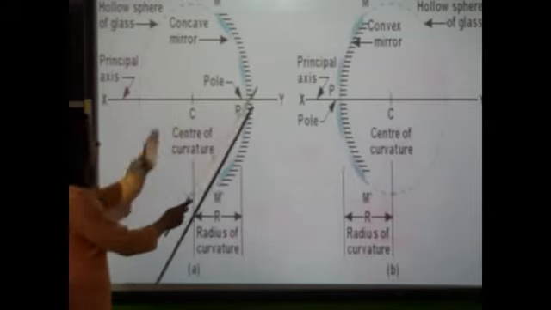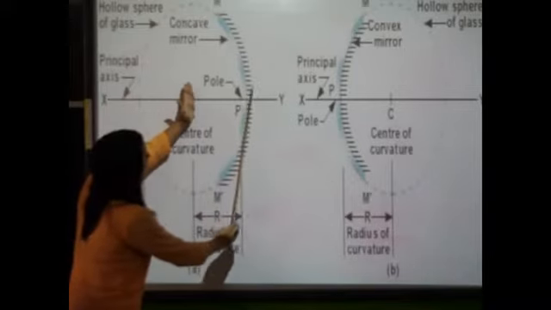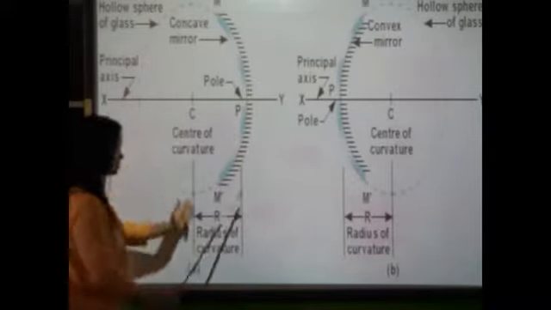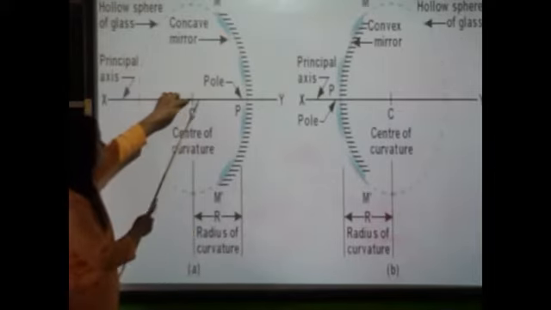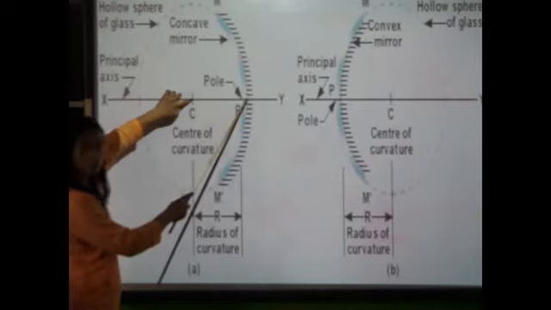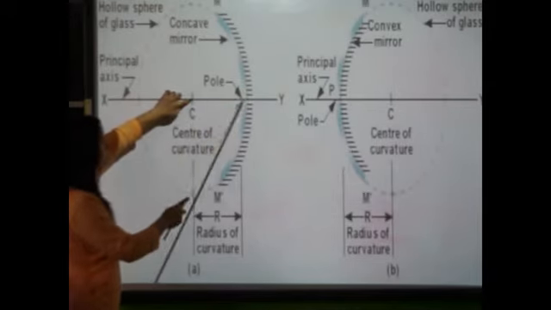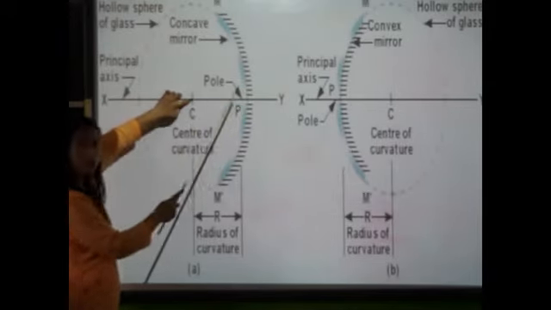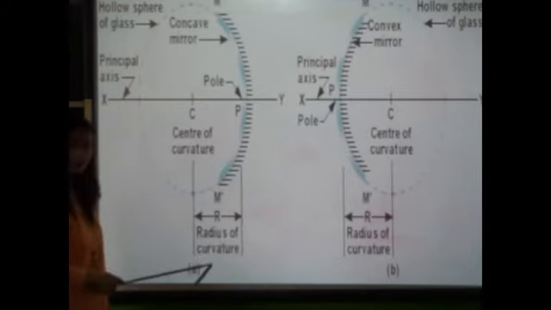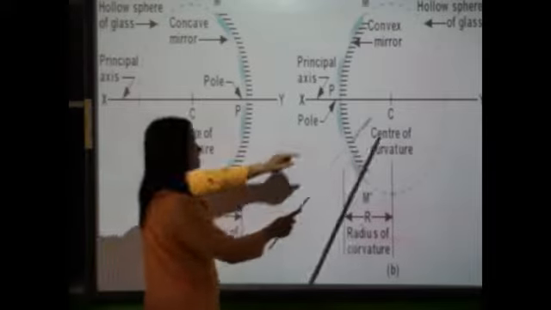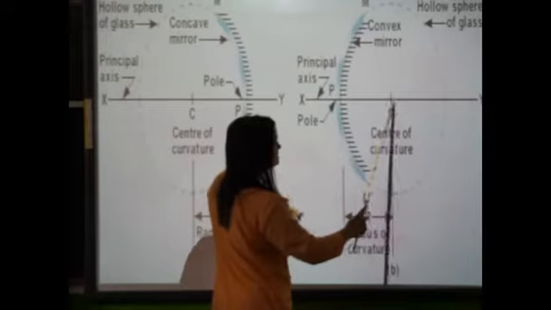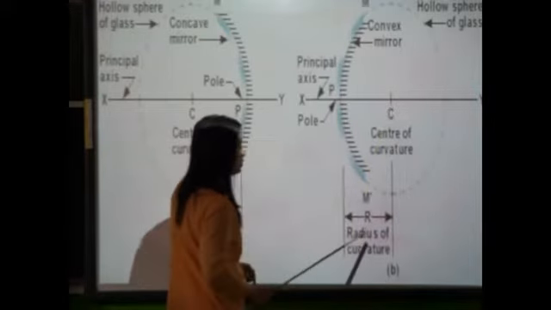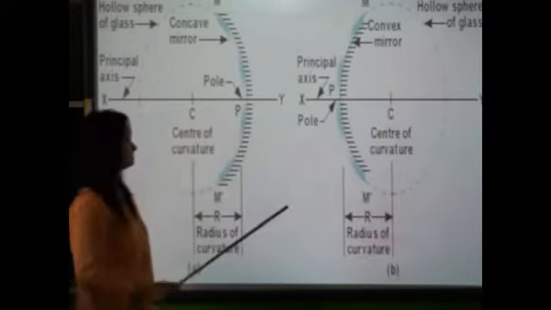The distance between the center of curvature and the pole is called the radius of curvature. From here, the center of curvature, till here, this distance from C to P is called the radius of curvature, represented by capital R. Here, this is your center of curvature, this is your pole. The distance between C and P is called the radius of curvature.